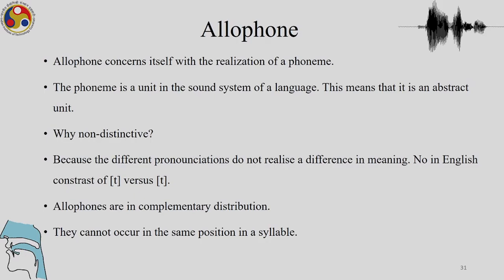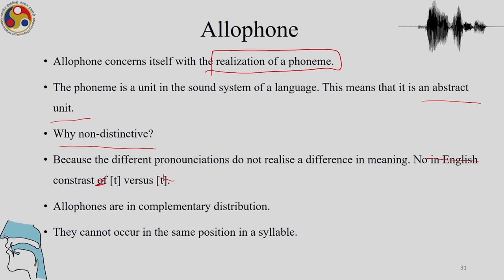Allophones concern the realization of a phoneme. A phoneme may be realized in different ways. A phoneme is the underlying distinctive sound, the minimal unit of organization, but its realization may be different. The phoneme is a unit in the sound system of a language, and this means that it is an abstract unit. While the phoneme is an abstract unit, the other sounds which appear on the surface have different names, for instance, an allophone. And that's why the allophone is non-distinctive. It cannot be distinctive because its shape will be determined by the environment, because the different pronunciations do not realize a difference in meaning.